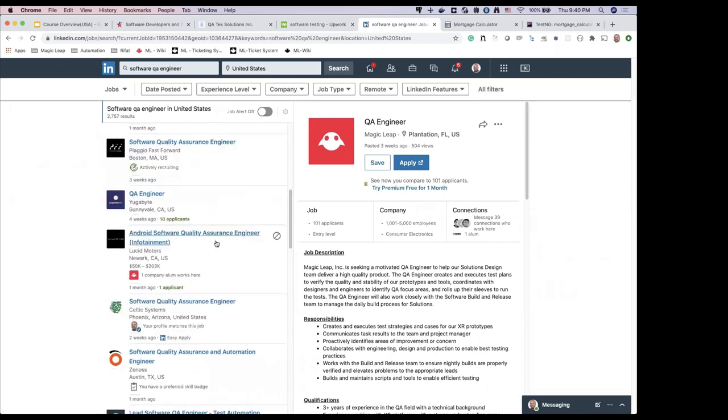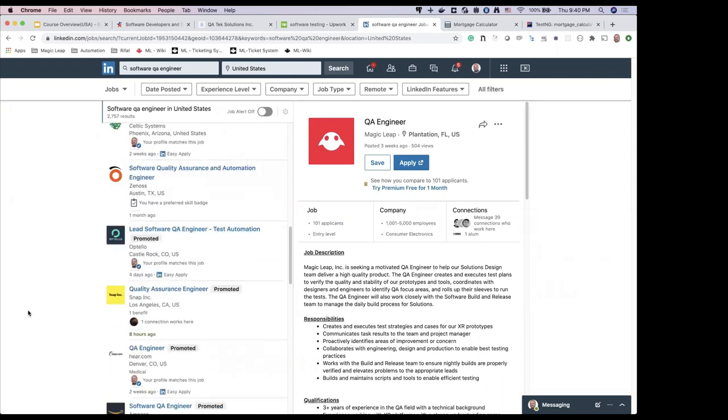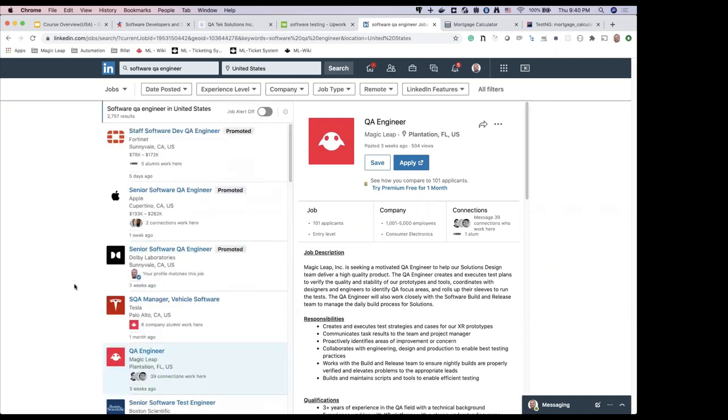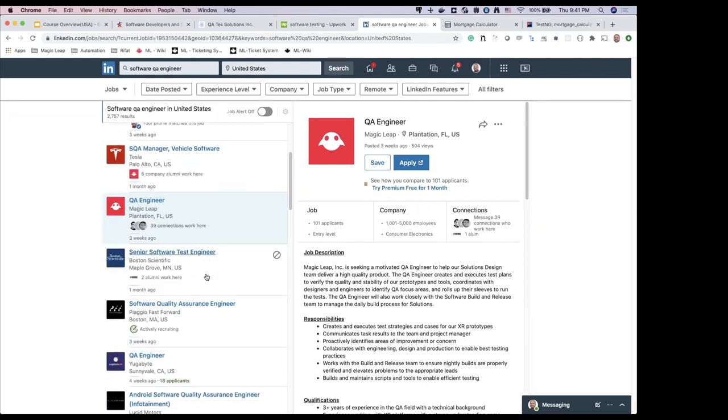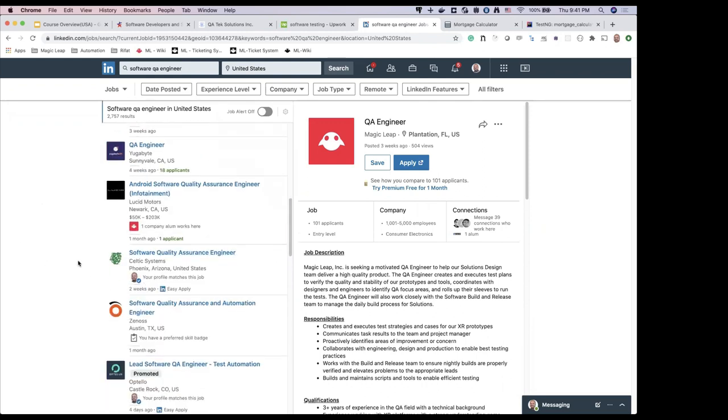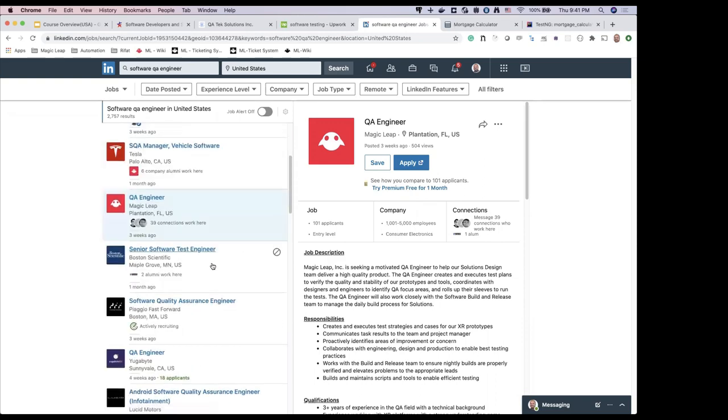I'm just trying to give you a feel for the numbers. Somebody might ask, what job opportunities do I have? How many jobs do we have right now in the job market? This is just one platform. If you search on LinkedIn, you're gonna see how many positions we have in the US market. Since all of you are going to look for a job in the USA, you know what you're looking for.